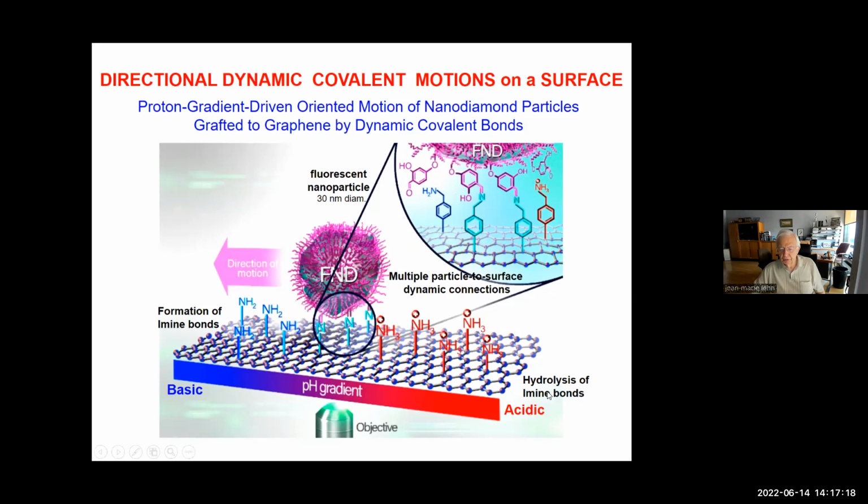And when you have acid on one side and base on the other side, it will walk from the acid side to the basic side. And this is quite normal, because protonation, of course, destroys the imine. And so you can have this thing walking over there. And if you change then the orientation, basic on the right-hand side and acidic on the left-hand side, then it works back.